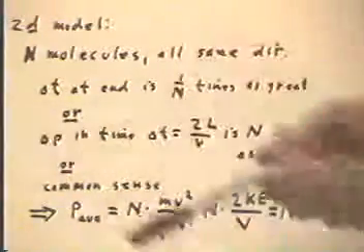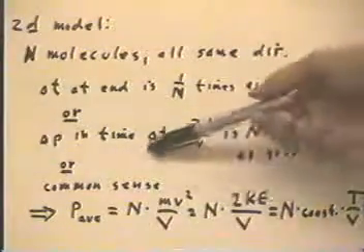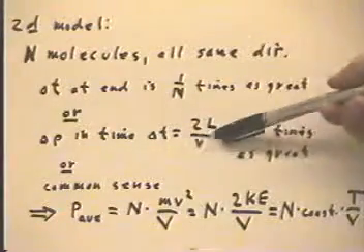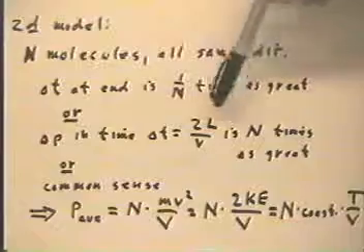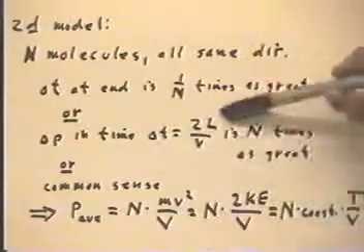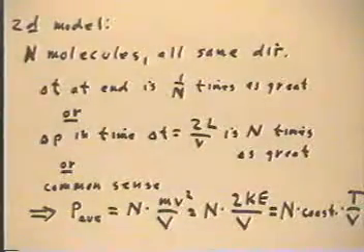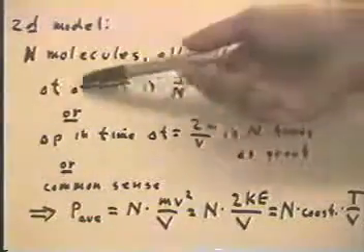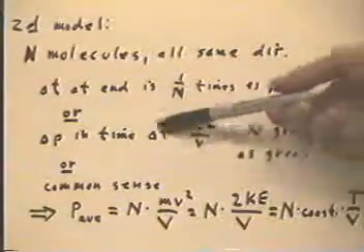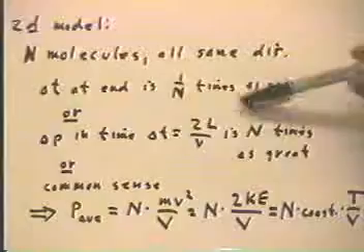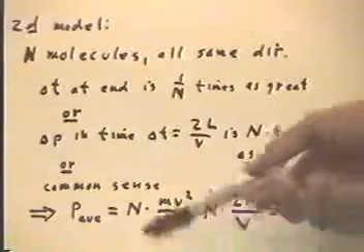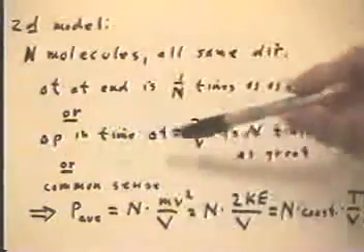Or we could say delta P in the time delta T over 2, delta T equals 2L over V, is N times as great. That is, in the time it takes any one molecule to make the round trip, we're going to have N times as many collisions. So using the same delta T as we did before, delta P becomes N times as great. In this case, we'd have the same delta P as we did before. In this case, we have the same delta T as we did before. If we have the same delta P, that means our delta T will be 1 over N times as great. If we have the same delta T, then our delta P will be N times as great.